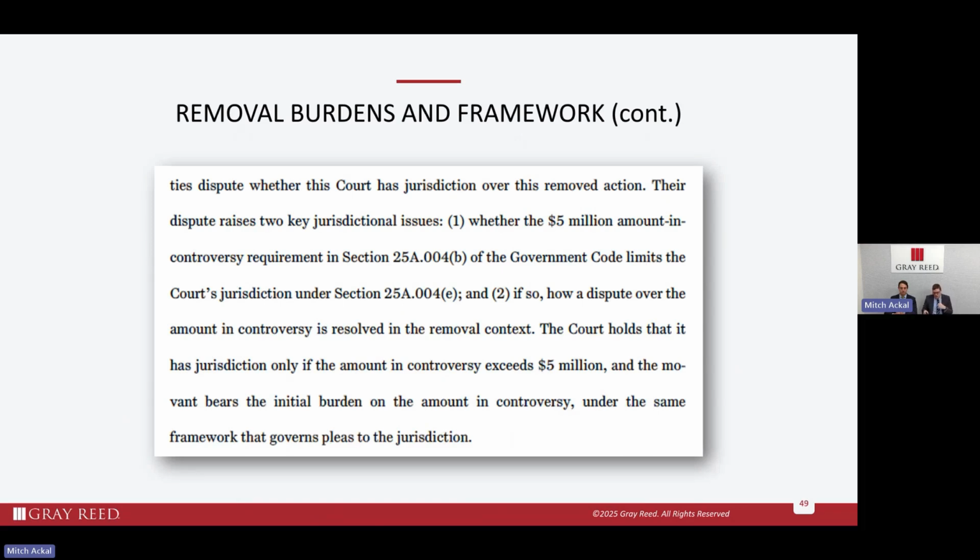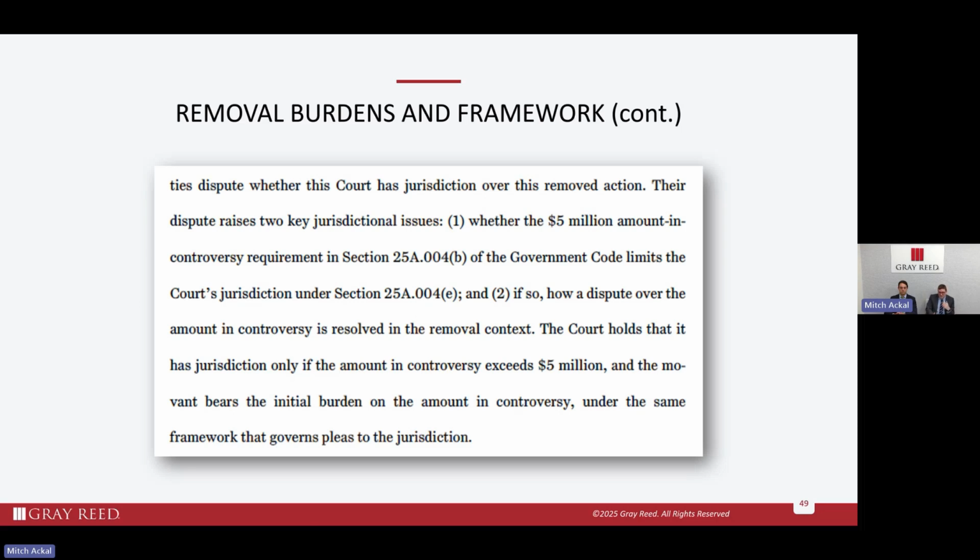And so Mitch showed you a quote earlier. We moved past it to save it for this part of the discussion. But you see the numerals 1 and 2 there. The questions presented were whether the $5 million amount in controversy requirement limits the court's jurisdiction, and if so, how a dispute is resolved when a case is removed. What the court held was that it only had jurisdiction if the amount in controversy was met, meaning that even though it was an injunction or declaratory judgment action, the amount in controversy still applied, and that it was the movant that bears the initial burden on the amount in controversy.